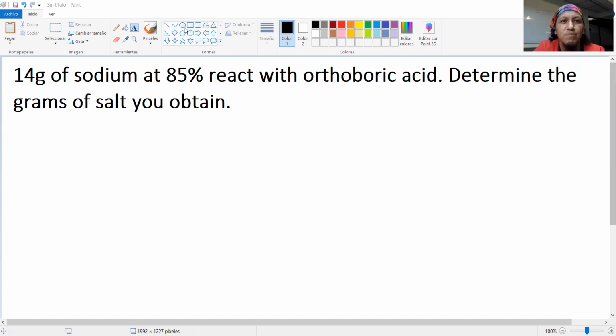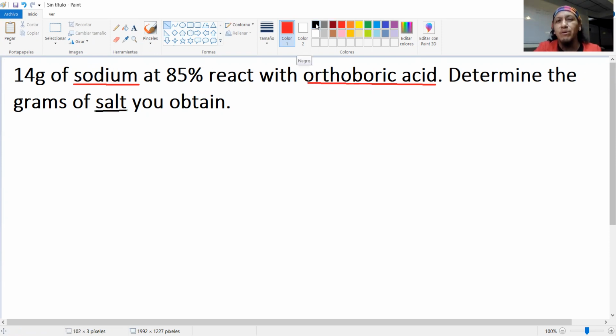So basically, in the first place, what you need to take into account is, let's read what you have, right? It says grams of sodium. There's some sodium reacting with orthoboric acid. So yes, there's 14 grams of 85% react with. Determine the grams of salt you obtain. That means on the other side of the equation, you're going to obtain the salt. That's what I need you to read.